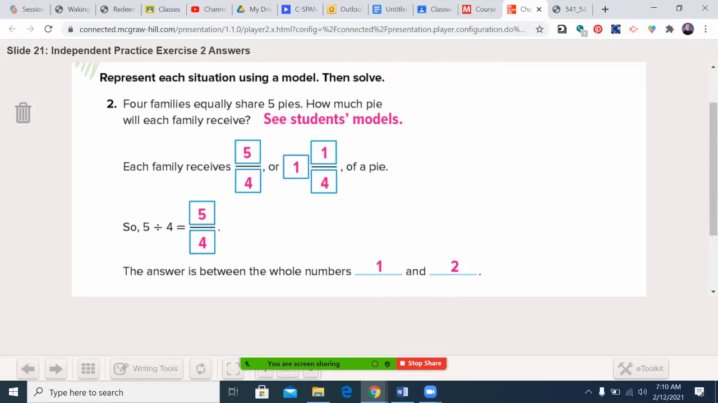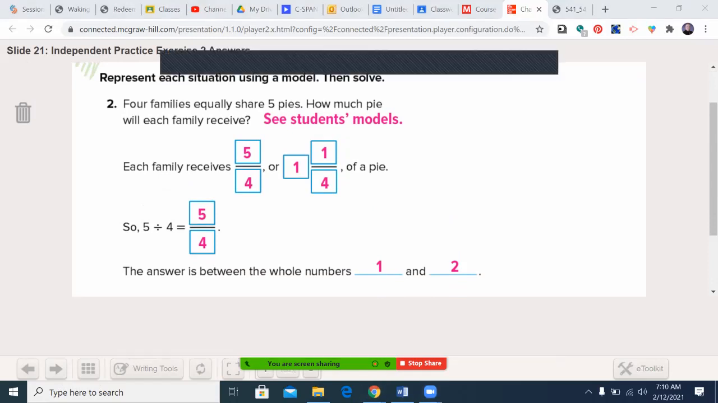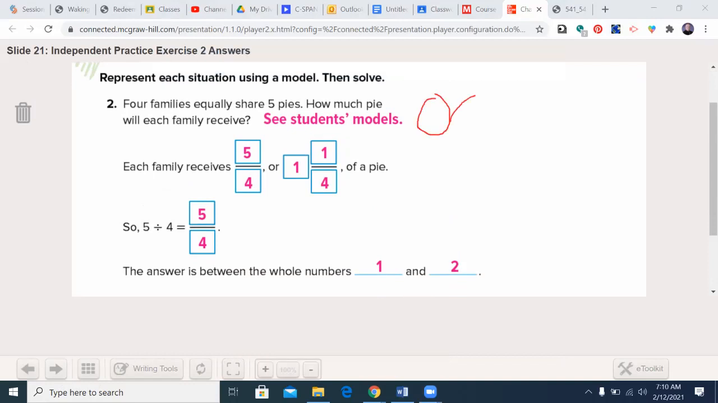4 families equally share 5 pies. How much pie will each family receive? If it asks for a model, you're going to have to do something like this. Let's do our 5 pies. Family 1 gets this one. Family 2 gets this one. Family 3 gets this one. Family 4 gets this one. This one's going to get divided up.